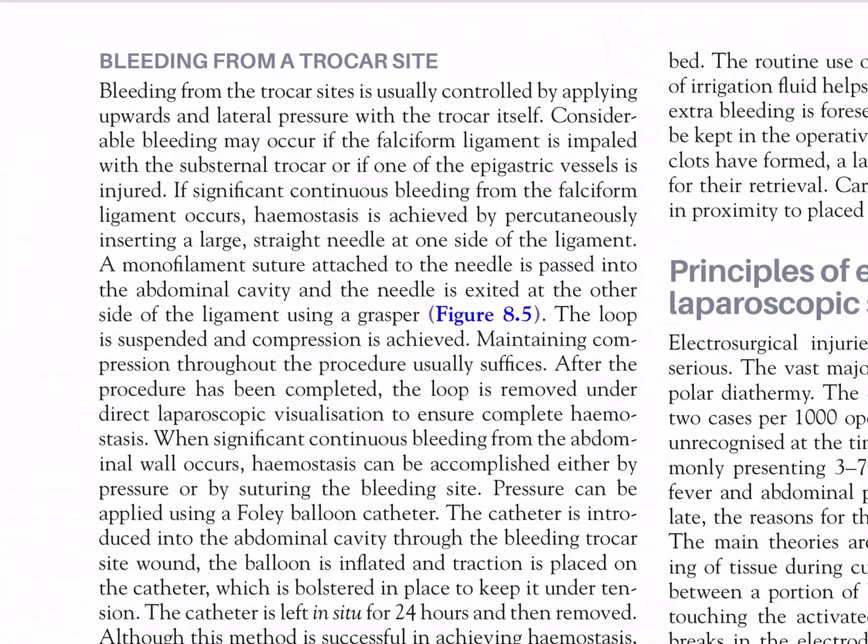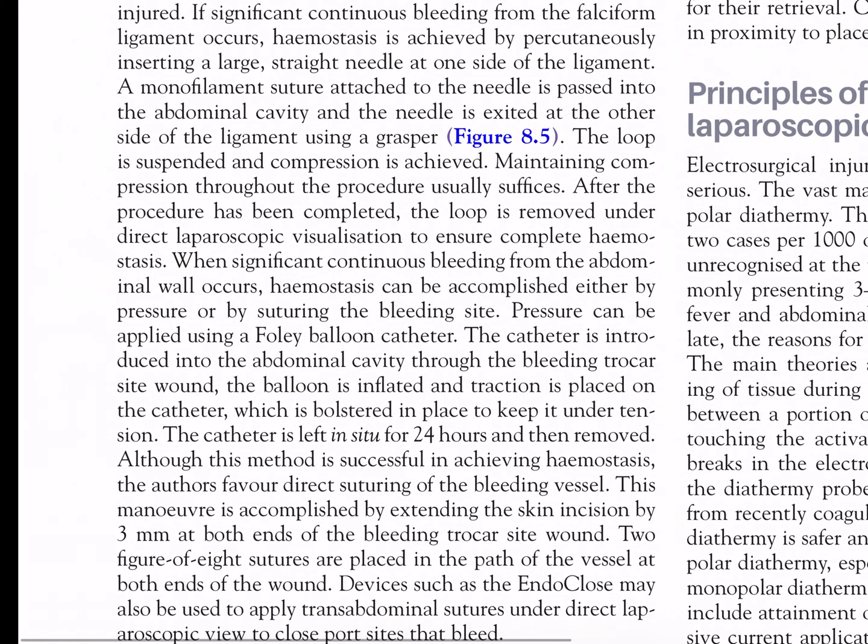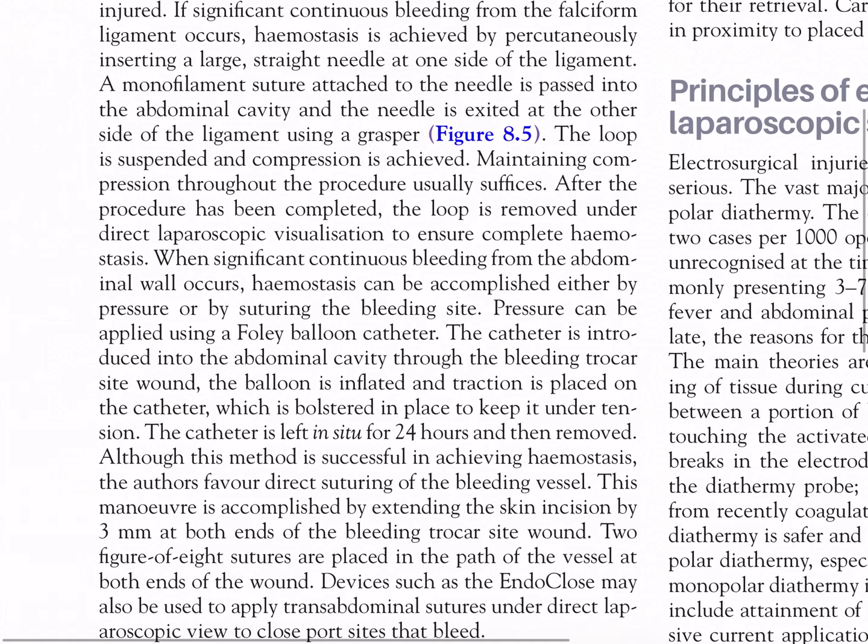A monofilament suture attached to the needle is passed into the abdominal cavity and the needle is exited at the other side of the ligament using a grasper. The loop is suspended and compression is achieved. Maintaining compression throughout the procedure usually suffices. After the procedure has been completed, the loop is removed under direct laparoscopic visualization to ensure complete hemostasis.